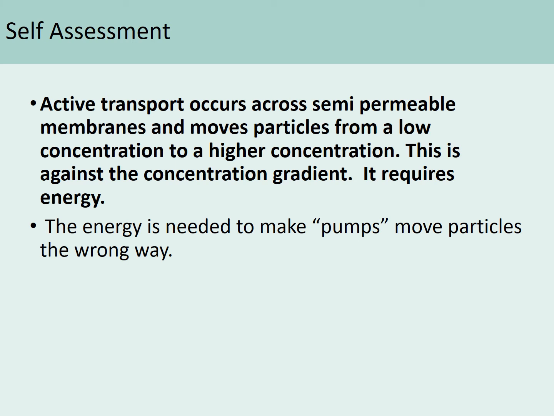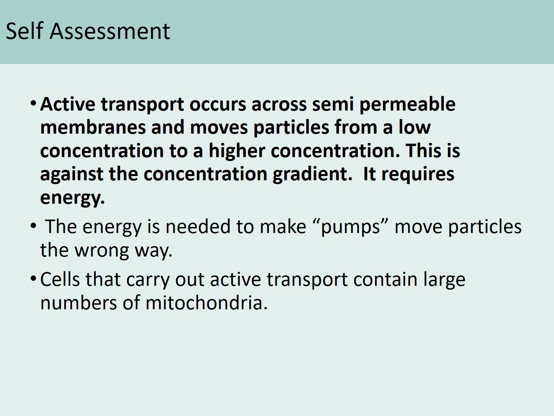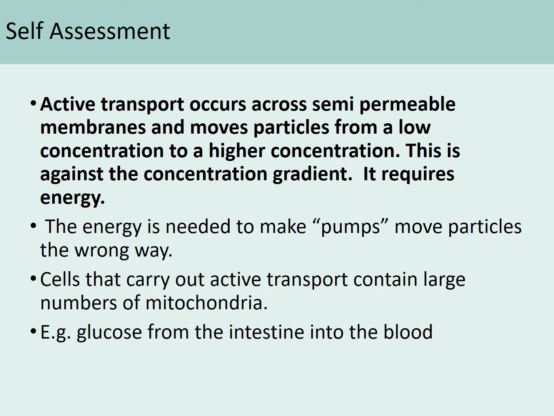So this is the answer to the next bit where we're thinking about where it might happen. So it's moving things or pumping things in the wrong way. So where might that actually happen? Places that we have spoken about before, it's actually glucose from the intestine into the blood. So because there is going to be a higher concentration of glucose in the blood compared to the intestines, it has to be actually moved over into the blood.